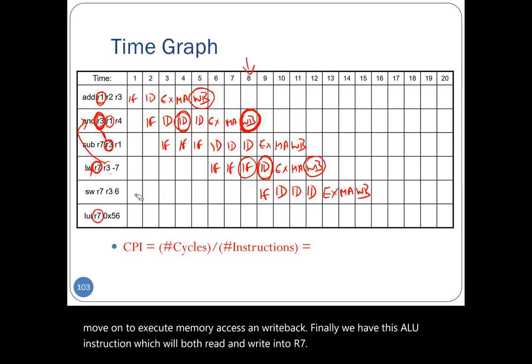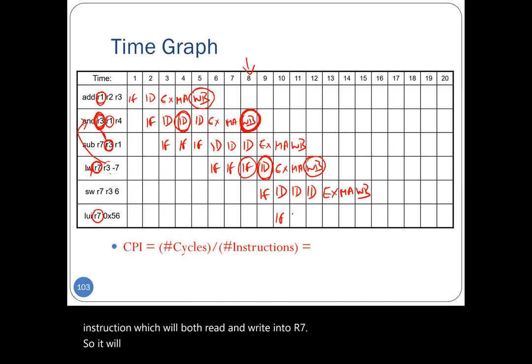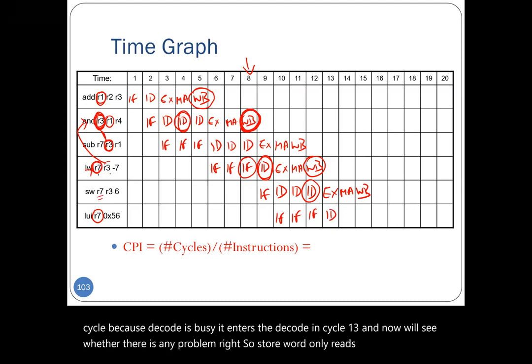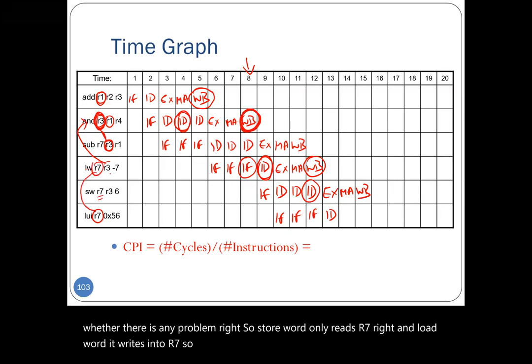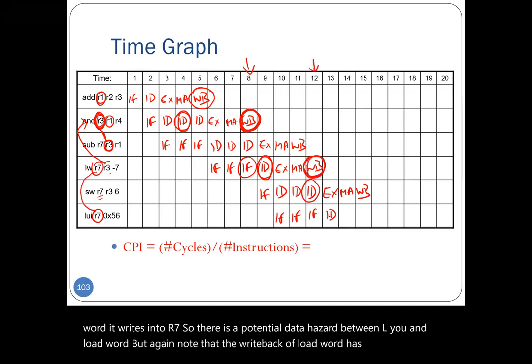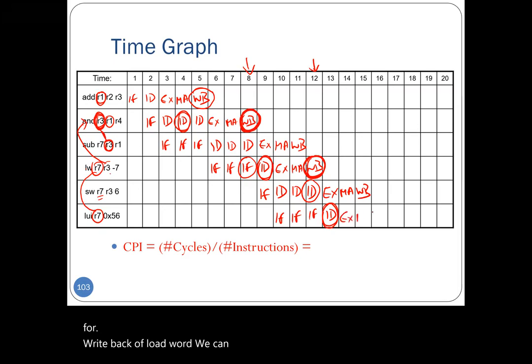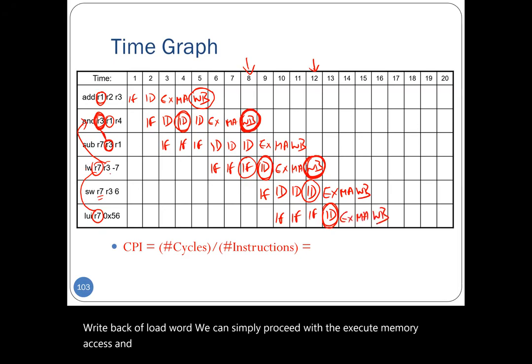Finally, we have this LUI instruction, which will both read and write into R7. So it will first start fetching here in cycle 10, but it stays in fetch until cycle 12, because decode is busy. It enters the decode in cycle 13, and now we will see whether there is any problem, right? So store word only reads R7, right? And load word writes into R7. So there is a potential data hazard between LUI and load word. But again, note that the write back of load word has already happened here in cycle 12, right? And we are already in cycle 13 here. So no need to wait for write back of load word. We can simply proceed with the execute, memory access, and write back for the LUI instruction. Okay. So all these instructions will finish in cycle 16 over here.